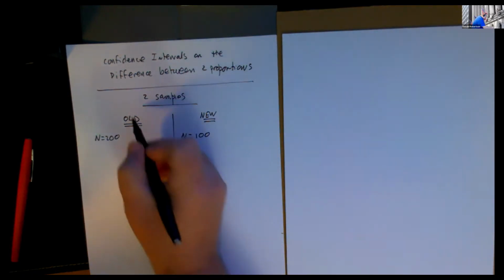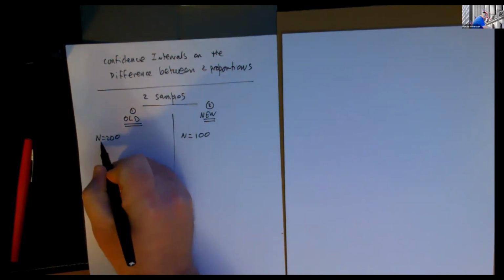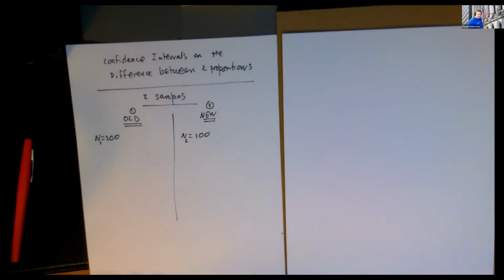So we have a coding system. We'll call this 1, we'll call this 2. So this will be called N1 and this will be called N2. That makes sense. If I say N2, you know which one I'm talking about. If I say N1, you know which one I'm talking about.